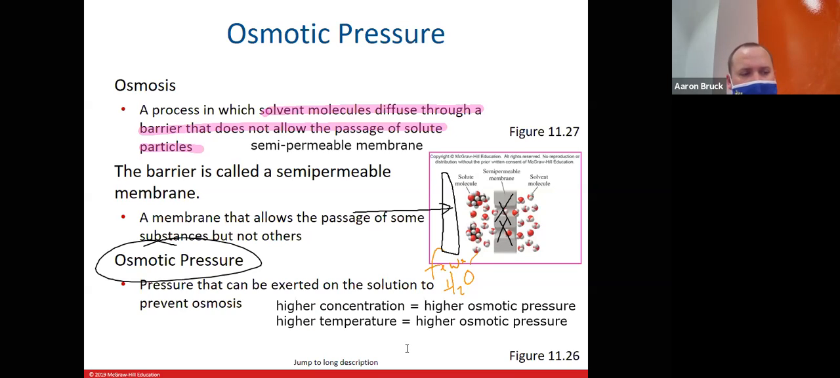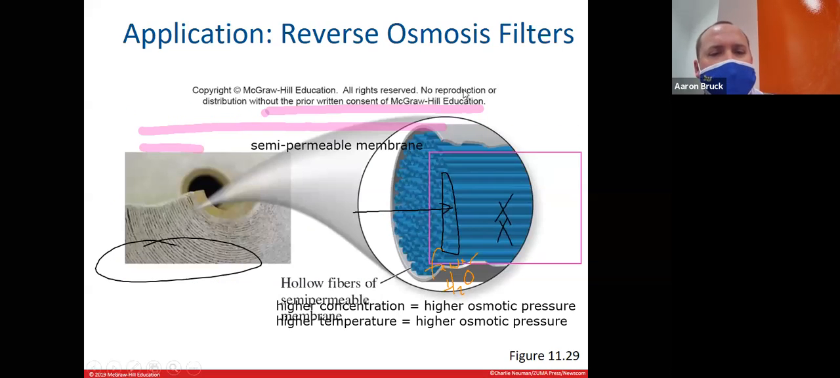Now, osmotic pressure doesn't have a ton of direct applications for us. There are a whole lot of things that we can talk about in relation to osmotic pressure. But the concept overall is important to a couple of really key processes. One of those, a very common application of osmotic pressure, is something called reverse osmosis.